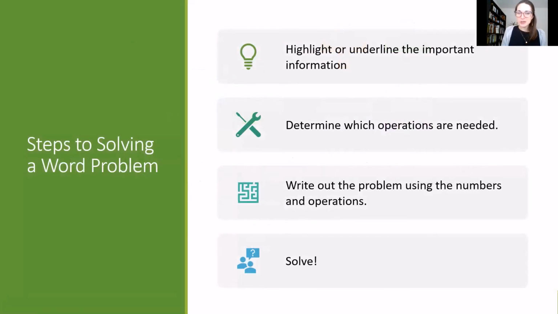So we'll start, as always, by thinking about what our steps are to solving a word problem. First of all, we need to identify the important information, and if you can't highlight or underline it, that's a great skill. We need to determine which operations are needed, and then we need to write out the problem using the numbers and operations. And once we've done that, we can solve.